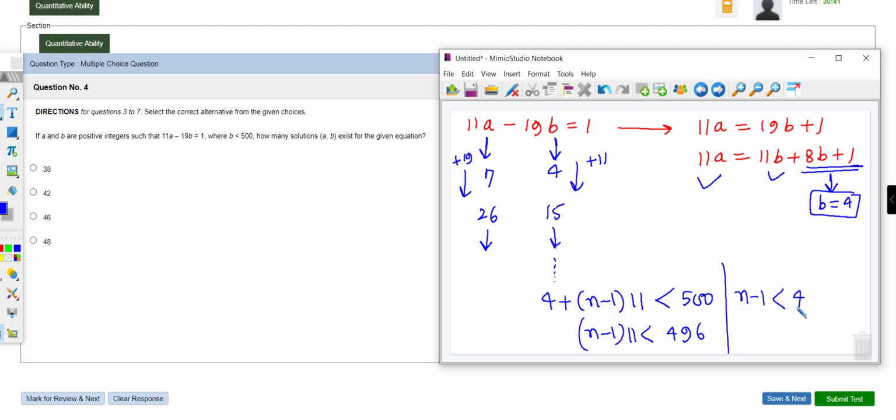11 4s are 44. The remainder is 5. 11 5s are 55 point something. So n is going to be less than 46 point something. So the value of n is going to be how much? The maximum value that n can take is 46. So the maximum number of solutions which satisfy this condition is 46.